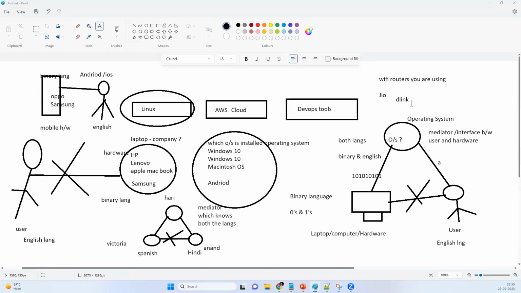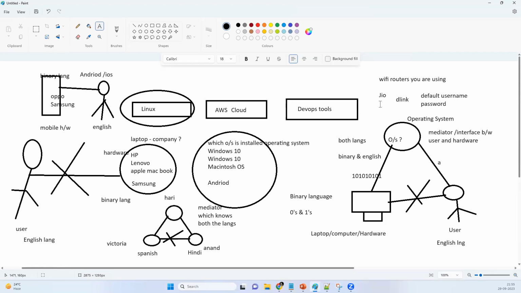So Jio, D-Link, Frontier. A default username and password come after installing your router, right? After that you change your Wi-Fi name and password. These are the hardware. How are you interacting with this hardware? How are you changing the Wi-Fi username and password on your hardware?